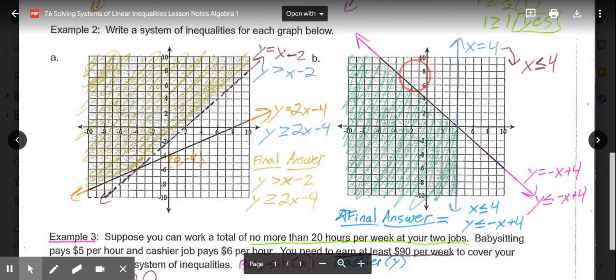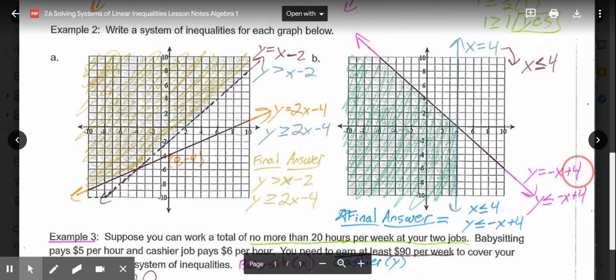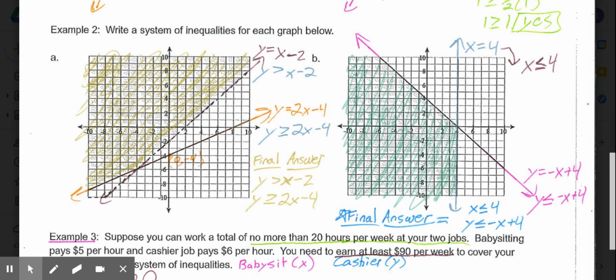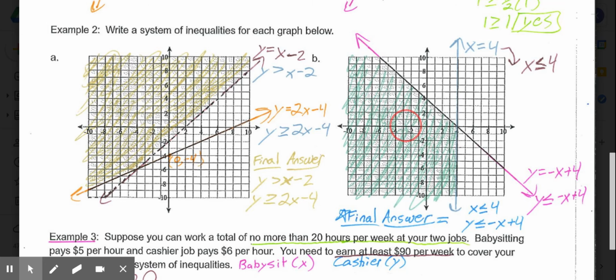Now for the pink line here. We're crossing the y-axis at a positive 4, so our b of y equals mx plus b is a positive 4. Figuring out our slope, down 1, right 1, so our slope is negative x. So the equation of that line is y equals negative x plus 4. Now for the shading, it's shaded down to the left of that line.